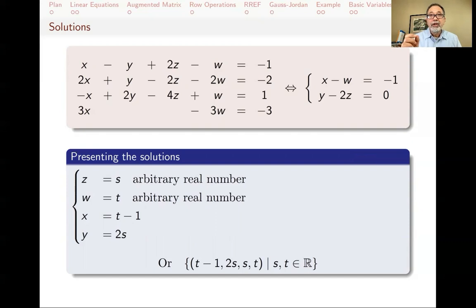One thing that's really important here is that order really matters. We are assuming that the order is x, y, z, and w. That order has to be clear either from context or by saying so, but if the order is clear, then this t minus 1 is x, this 2s is y, this s is z, this t is w. This line here is read "such that," so the solutions are 4-tuples of the form (t minus 1, 2s, s, t), such that s and t are real numbers. So this is another way of presenting the solutions.